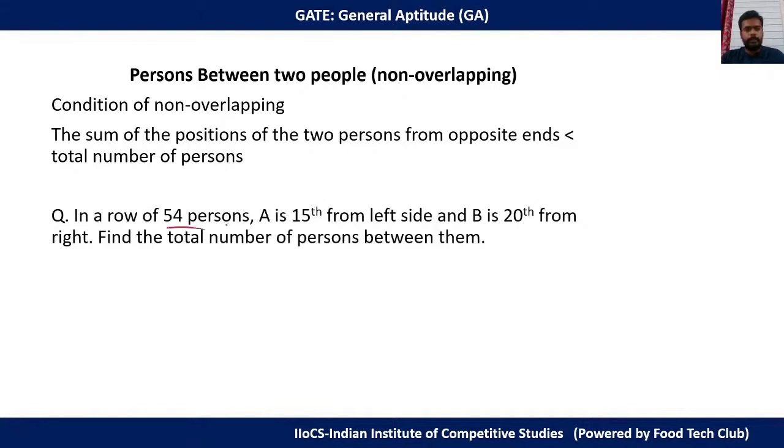In a row of 54, the total number is given. A is 15th from the left side and B is 20th from the right. So two positions from different ends are given. Find the number of persons in between. Now let's see the condition. If I add these two, 15 plus 20, how much is it? 35, right? Which is less than 54. So this is non-overlapping.